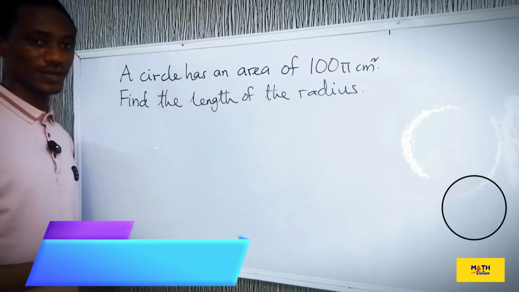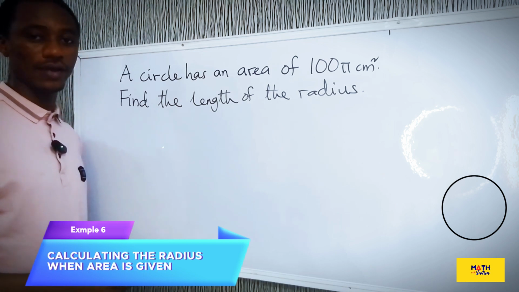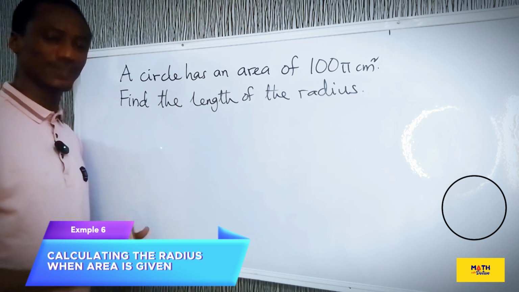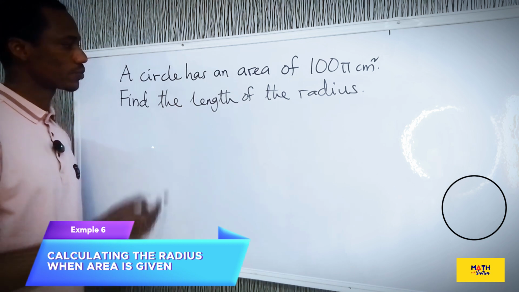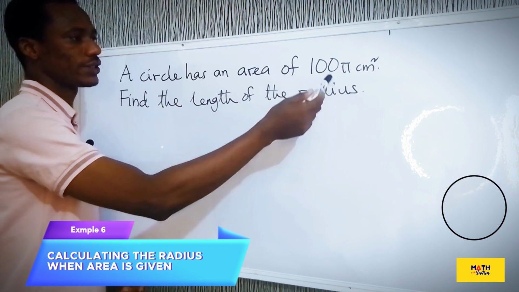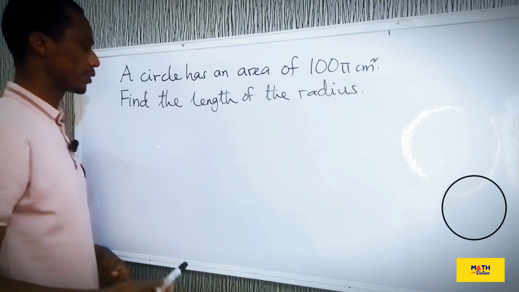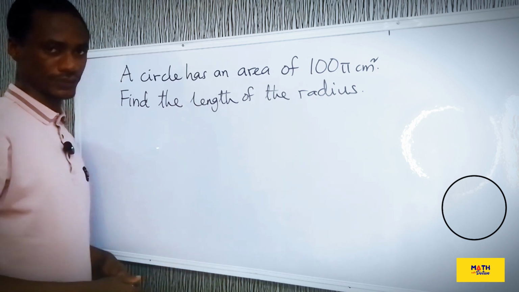Alright, this is example 5. A circle has an area of 100 pi centimeters squared. Find the length of the radius.